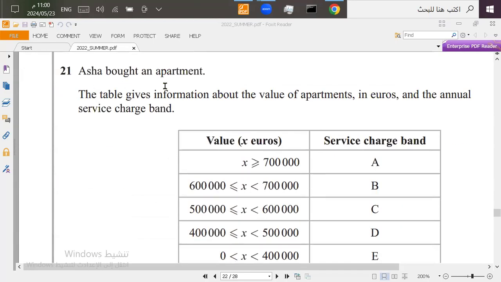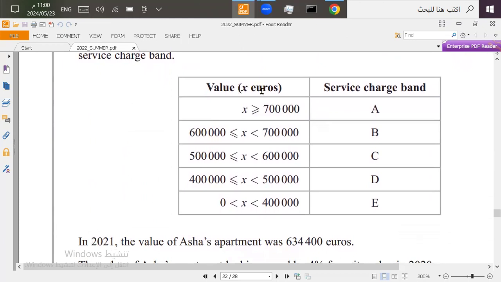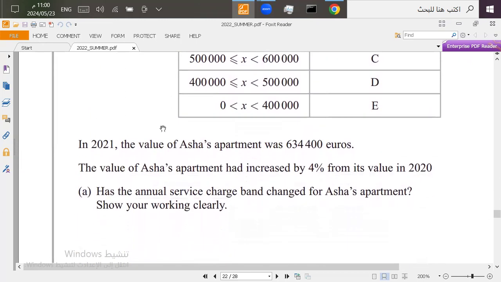21. Asha bought an apartment. The table gives information about the value of apartments in euros and the annual service charge band. So here, this is the value in euros, and this is the service charge band. So this is A, B, C, D, E. These are the values in euros. In 2021, the value of Asha's apartment was 634,400 euros. The value of Asha's apartment had increased by 4% from its value in 2020. Has the annual service charge band changed for Asha's apartment?